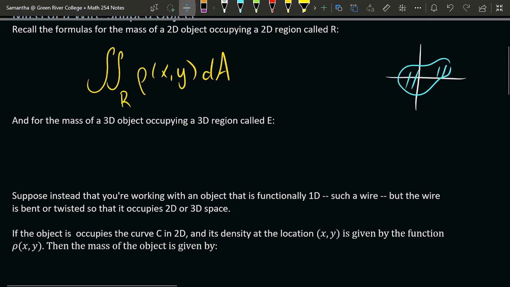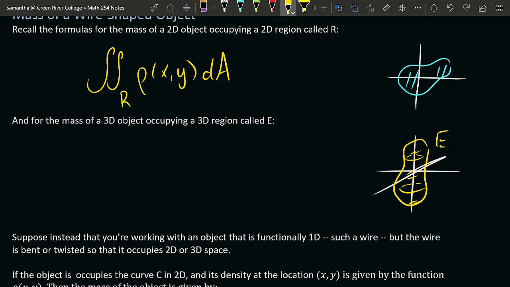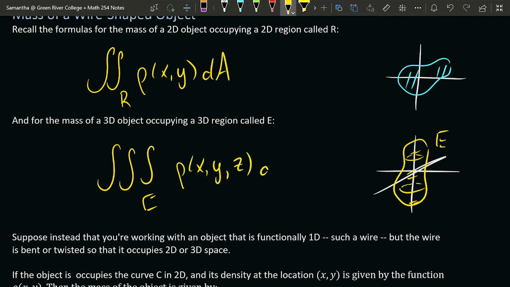It was similar for a three-dimensional object with a three-dimensional density function. If you had a three-dimensional butternut squash looking object, for example, occupying a three-dimensional region called E, then you could find its mass using a triple integral over that region E of your three-dimensional density function.